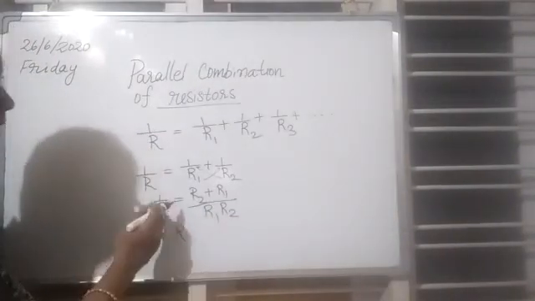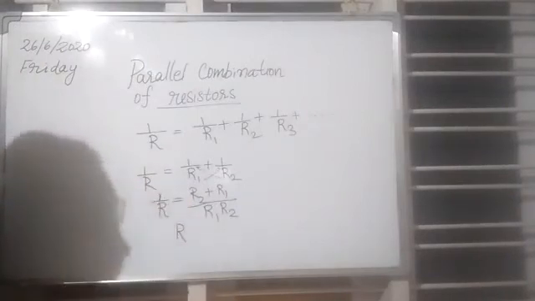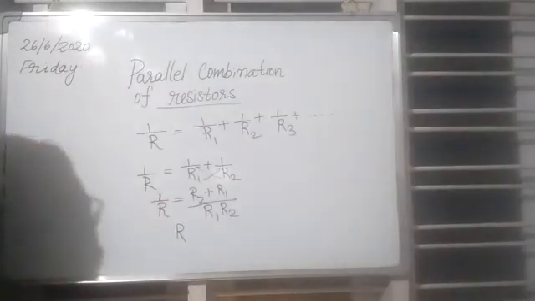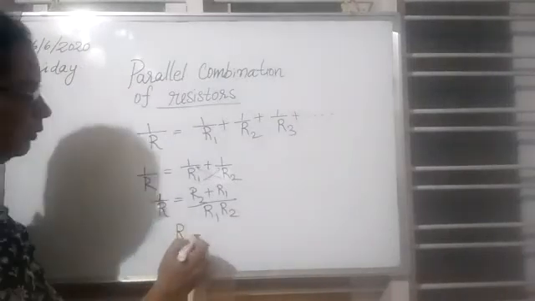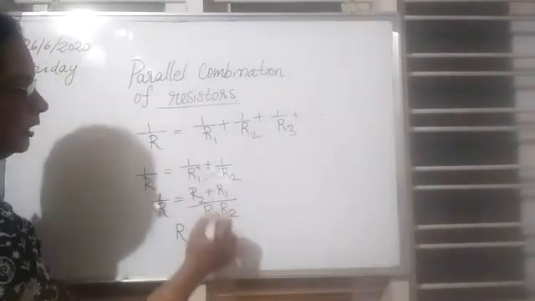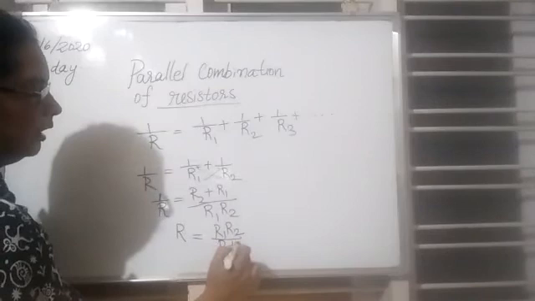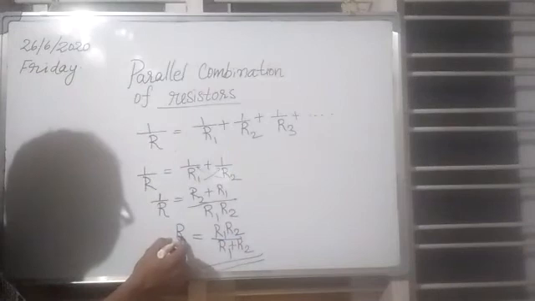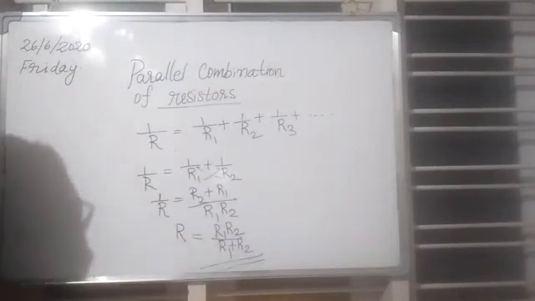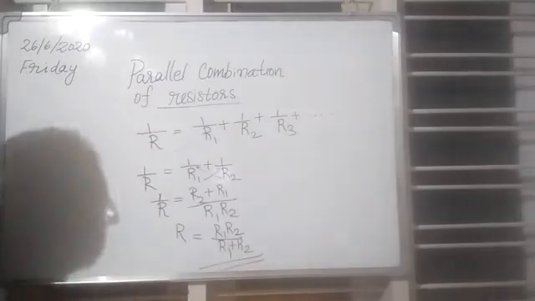Then we will take the reciprocal. This is the reciprocal of effective resistance, therefore effective resistance R will be the reciprocal of this, that means R1, R2 by R1 plus R2. This is the formula to find the effective resistance of 2 resistors connected in parallel. R is equal to R1, R2 by R1 plus R2.